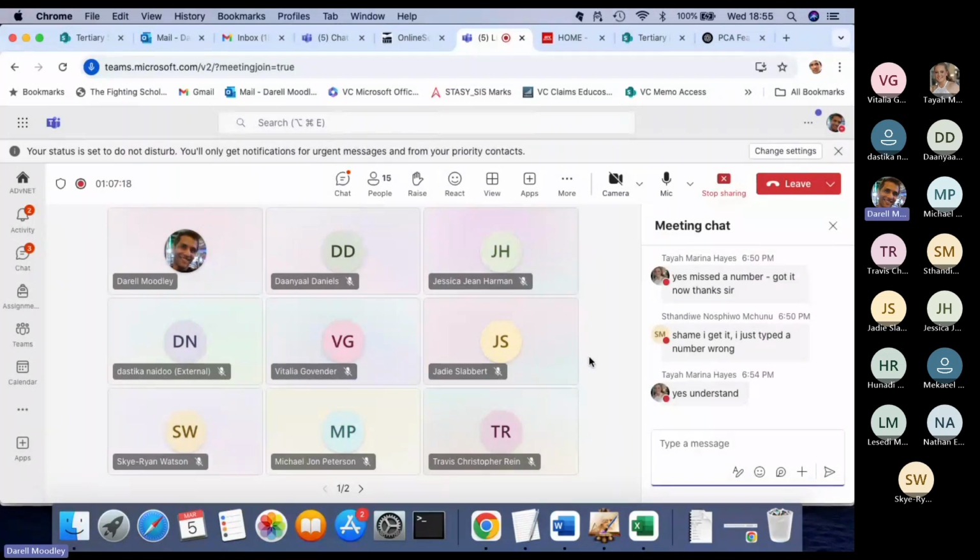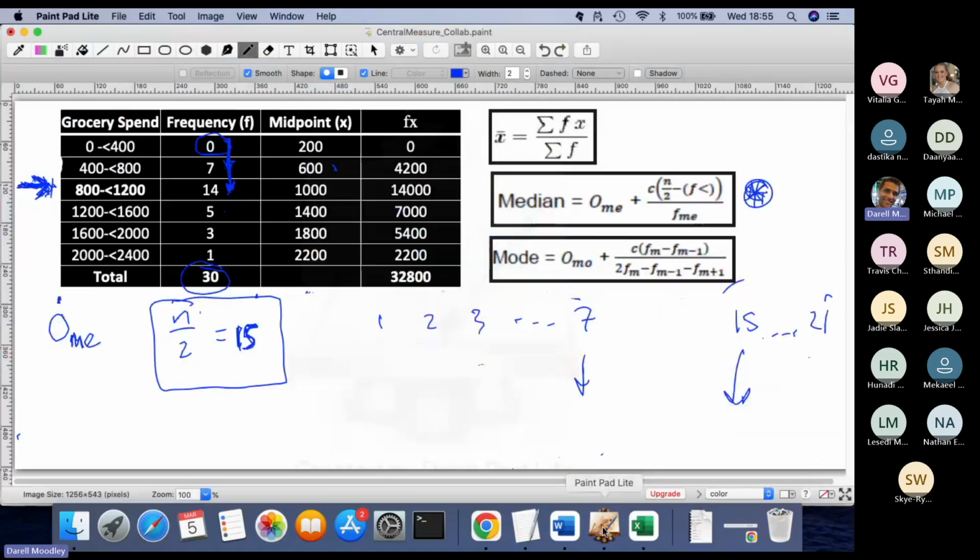Everyone all good? I assume everyone's understanding that. All right, but let me know otherwise. Okay, so now that we know that that is the median interval, then all the values for that formula can be derived based on that interval.